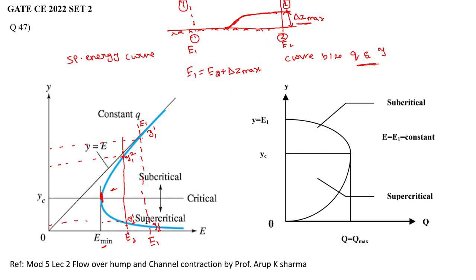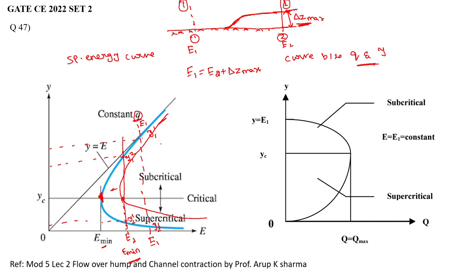Suppose we raise this particular bed even further. This is for a constant Q, and the discharge won't be the same, and the specific energy curve will shift towards the right. This will become E minimum, to maintain the discharge. That particular condition is called choked flow. When the depth is more than the Z max, such that the specific energy for a given constant Q is not available, the flow condition is called choked flow.